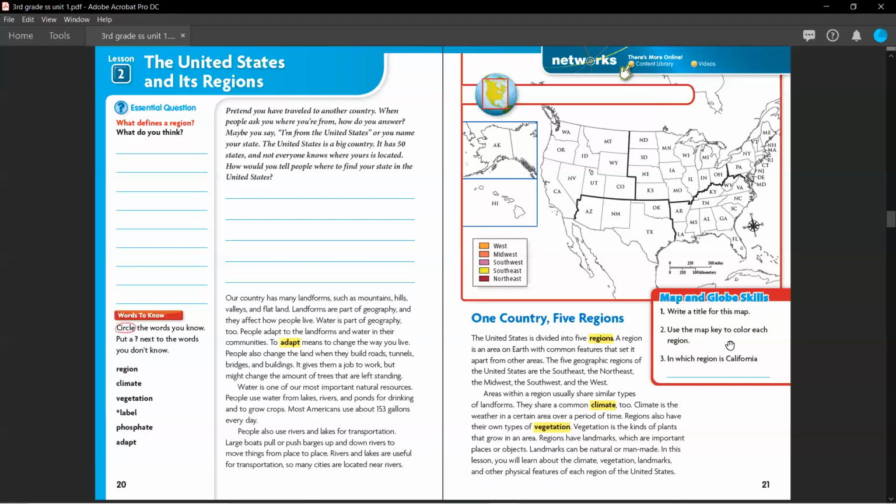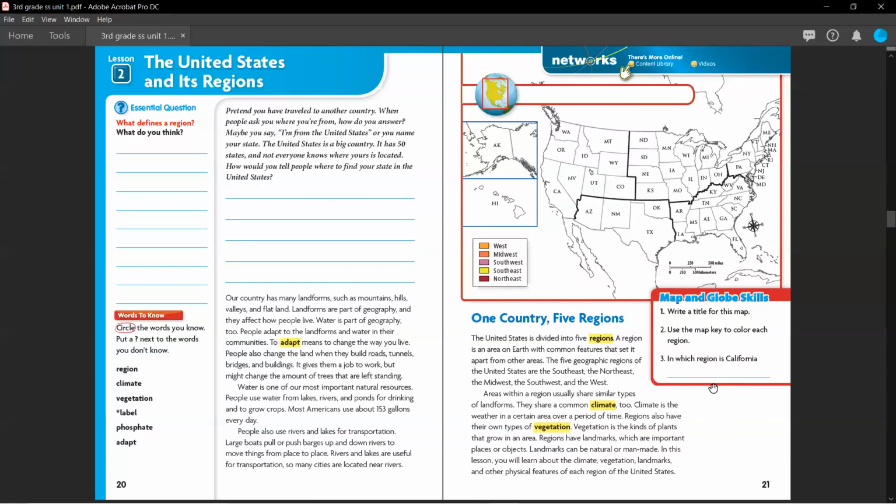Number 2, use the map key to color each region. So here are the different regions that we talked about. Again, we said this is the West, this is the Midwest, this is the Southwest, this is the Southeast, and from here and up is the Northeast. So you're going to color it according to the colors that they have over here. If you don't have those exact colors, try and find a color that's as close to it as possible.